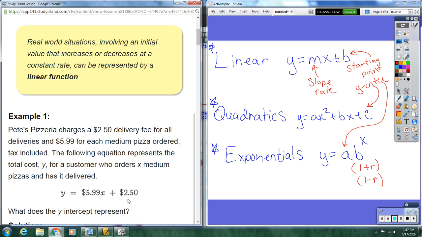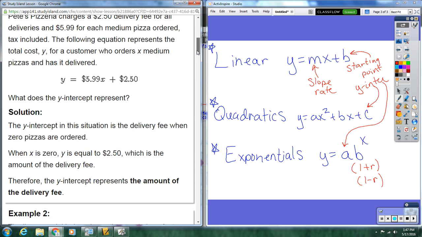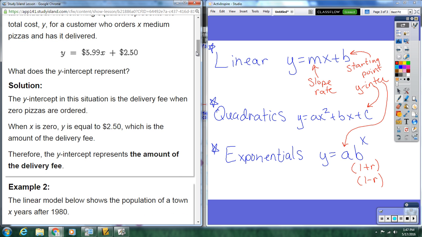You're right. Not for every pizza do you deliver. For every order, for every delivery, it costs $2.50. So that's exactly what it's going to say. Alright, so it says right here, y-intercept is the delivery fee. Alright, so now we got another one here.